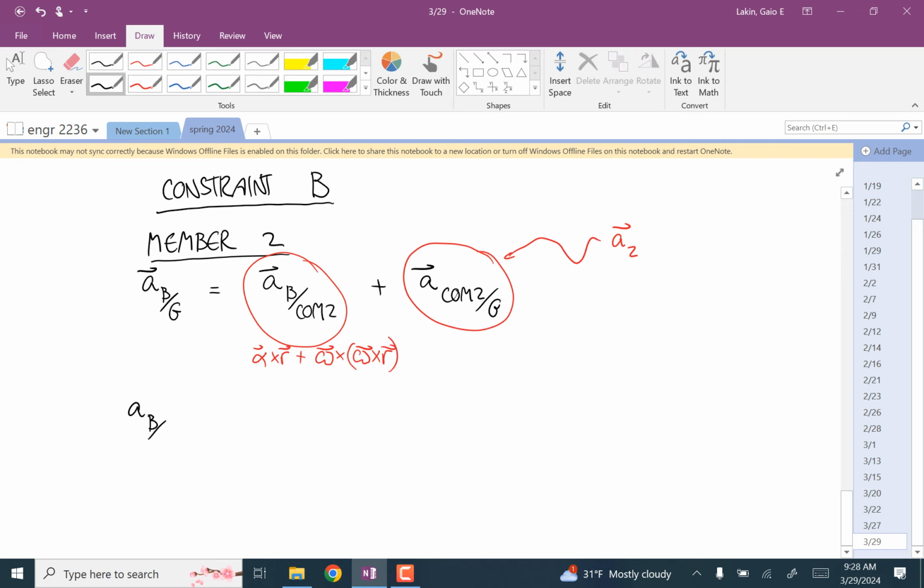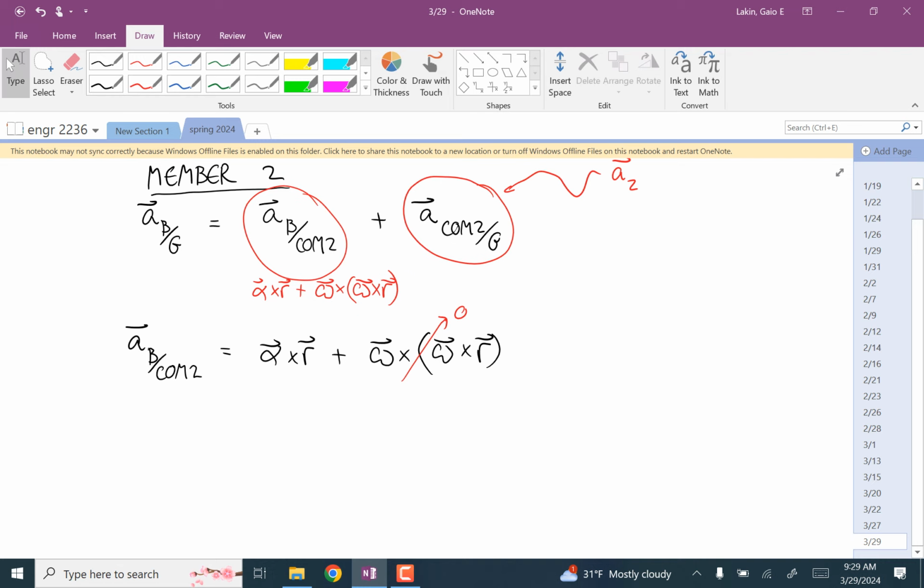So the acceleration of B relative to the center of mass of 2 is equal to alpha cross R plus omega cross quantity omega cross R. This is all 0 because we were given that omega is equal to 0. The alpha vector is 0, 0, alpha 2. The R vector, that is the vector from the center of the circular motion to the point we care about.